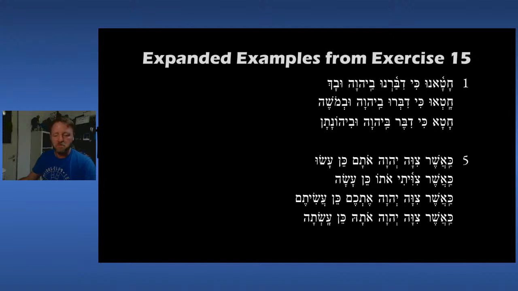I think this should give some indication that the piel is just a pattern. It's just a pattern into which a root falls and finds expression. Okay, it's a way of using a root to create a verb.